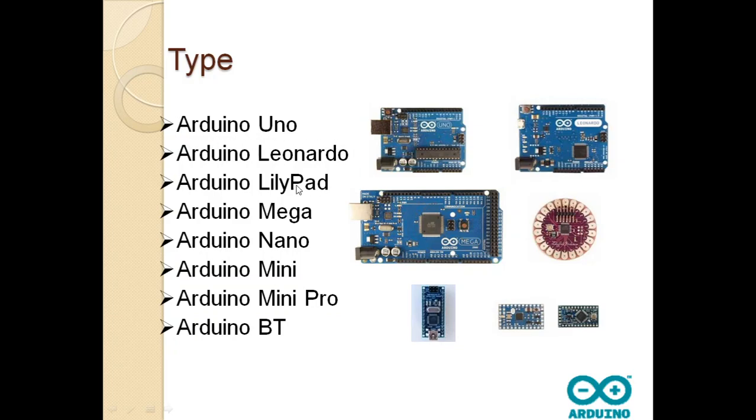So Arduino Uno, Arduino Leonardo, Arduino Lilypad, Arduino Mega, Arduino Nano, Arduino Mini, Arduino Mini Pro, Arduino BT. These are the different kinds of Arduino boards that are available in the market, and that can be included in the Arduino environment.